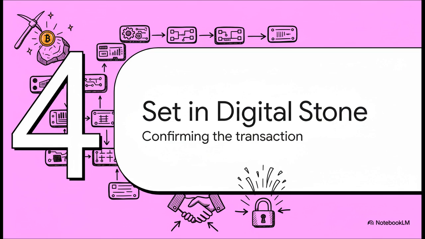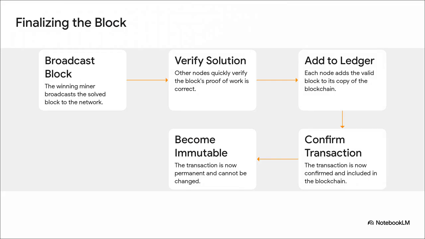So what's next? How does this make Monica's payment official? The winning miner instantly shouts their solution to the whole network. And remember how we said verification is easy? Well, every other computer immediately checks the work. They see the hash is correct, they see all the transactions inside are valid, and they add this new block to their own copy of the chain. And boom! Just like that, the entire network reaches consensus. Monica's transaction is now officially confirmed.